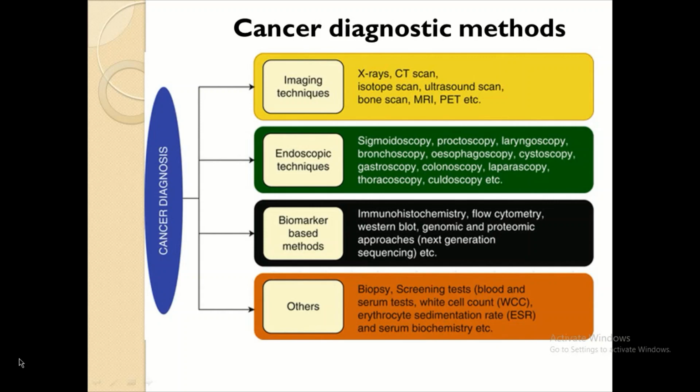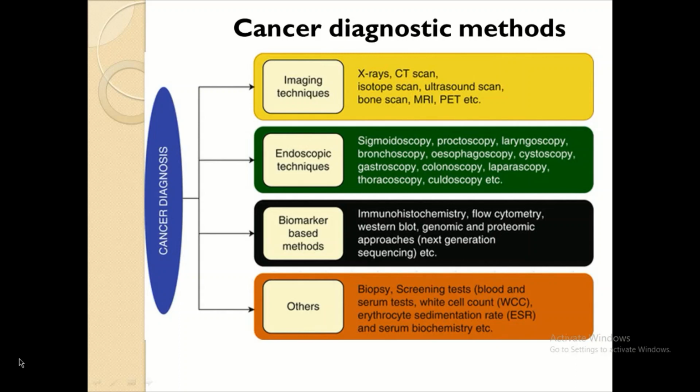The third one is biomarker based methods. In this method you have immunohistochemistry detection of cancer, flow cytometric methods, Western blots, and genomic and proteomic approaches where you can go for next generation sequencing. The others involve biopsy, screening tests, both blood and serum tests, WBC count, the white cell count, erythrocyte sedimentation rate, that is ESR, and serum biochemistry.